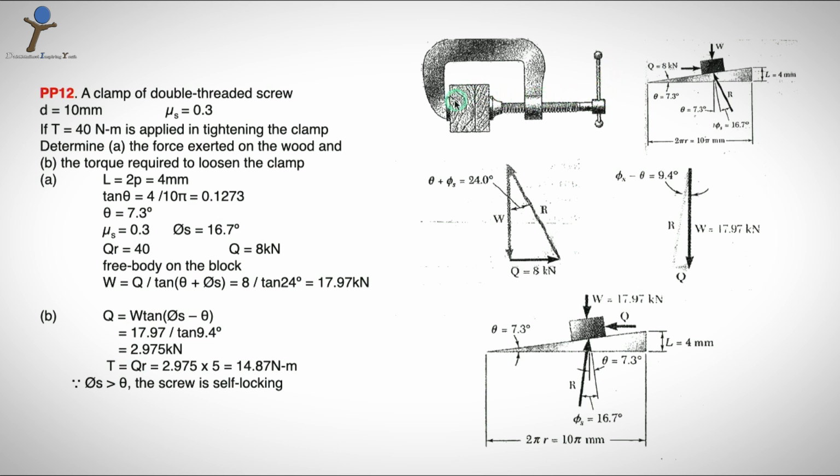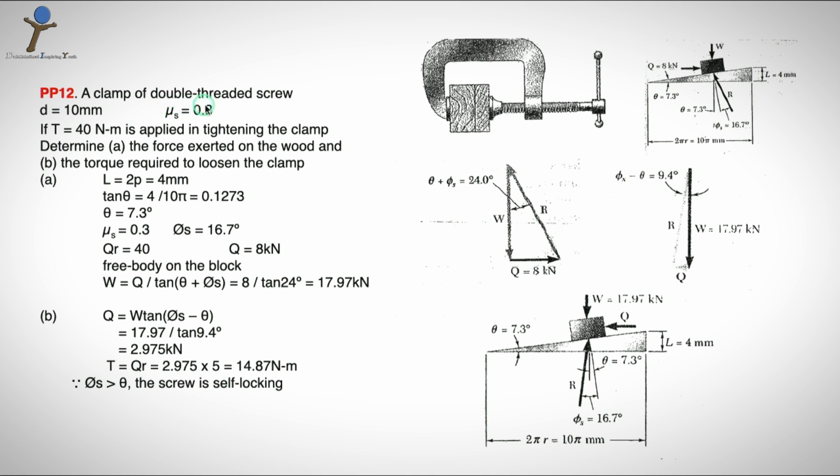Then this is a fixed part of the clamp. You place any component in between the movable and fixed frame, and once you rotate the screw, it translates into linear motion and holds the clamp tightly. So, let us see the problem.